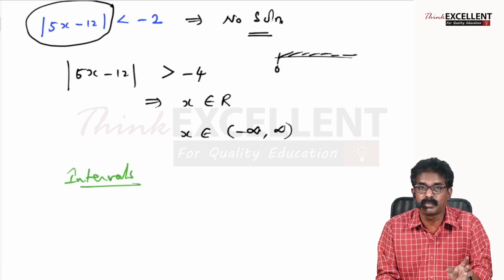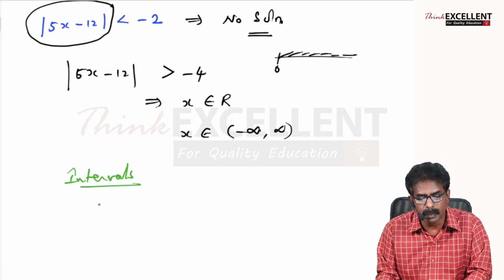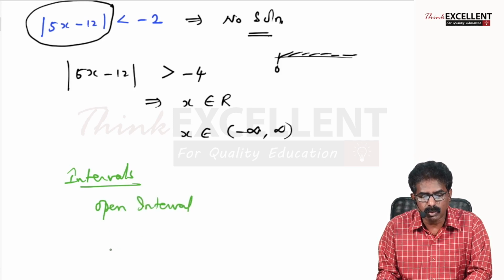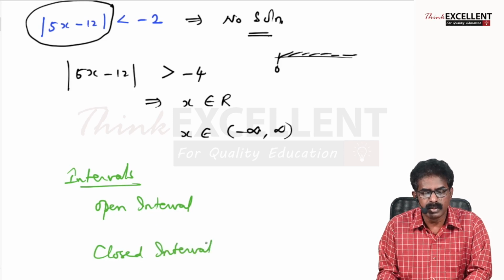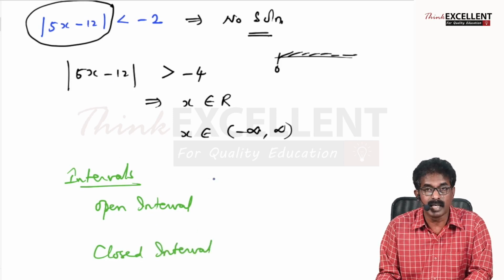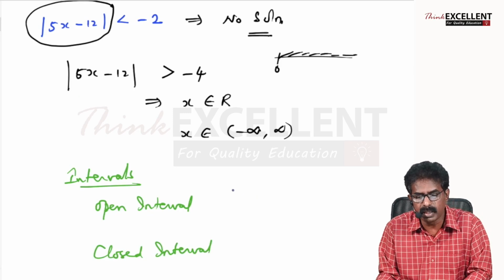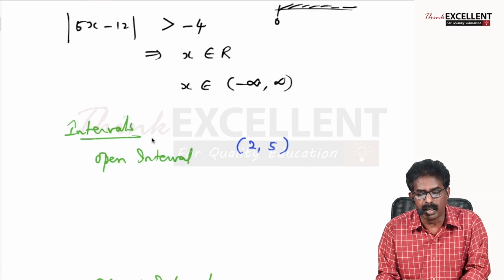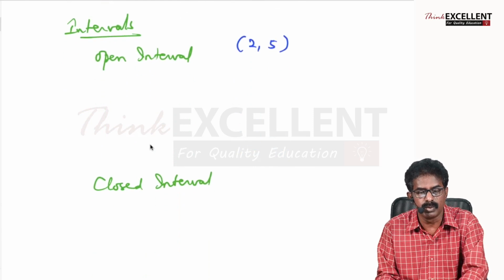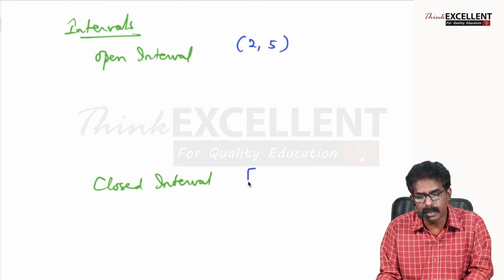Intervals. We have different types of intervals. One is called the open interval, and another one is called the closed interval. Listen, do you know the meaning of that? First, I'll explain how to denote them. Open interval we denote like this, say (2, 5), and for the closed interval we use the square bracket symbol, [2, 5].